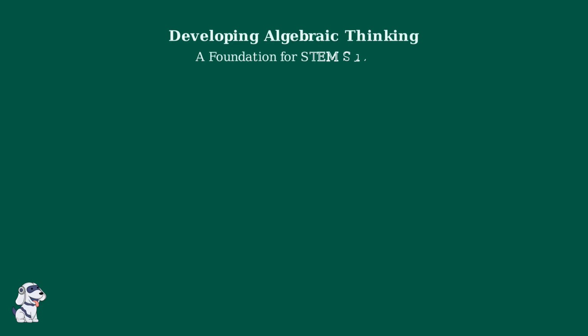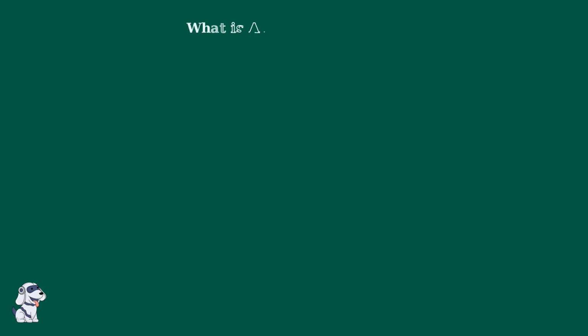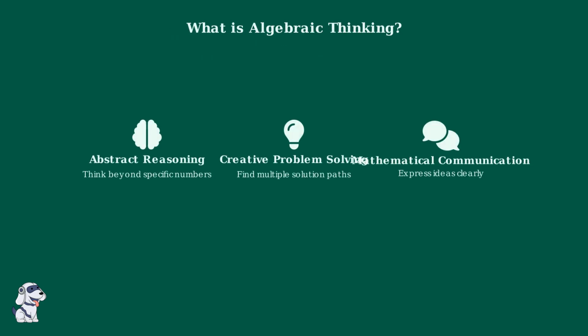Algebraic thinking represents far more than just solving equations. It's a fundamental cognitive skill that forms the backbone of success in science, technology, engineering, and mathematics. Algebraic thinking encompasses three essential components. First, abstract reasoning allows us to think beyond specific numbers and see general patterns. Second, creative problem solving helps us find multiple pathways to solutions. Third, mathematical communication enables us to express complex ideas clearly and precisely.